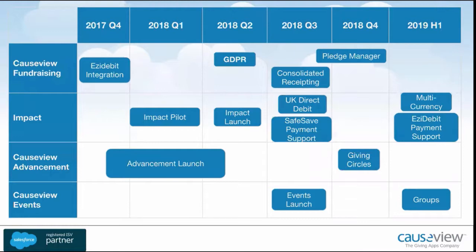In Q4, the plan is to bring the Pledge Manager functionalities we launched for Causeview Advancement to Causeview Fundraising and look at our other soft crediting concepts like giving circles. In the first half of 2019, the plan is to bring multi-currency support to Impact donation forms and allow payment processing against Easy Debit through Impact.